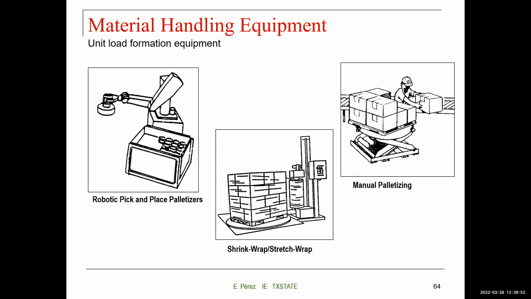And then the manual palletizing, this gives the operator some extra safety, so they don't have to move a lot. This is like a table. It will go up and down depending on what you need in terms of positioning these items onto the pallet.